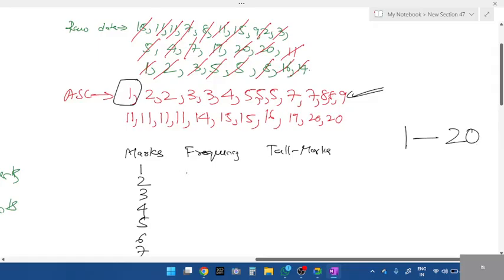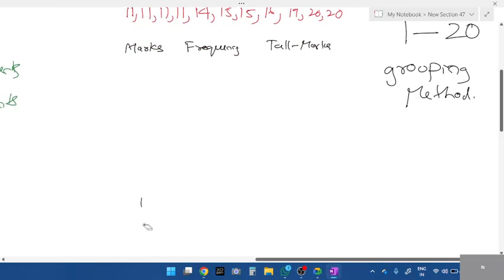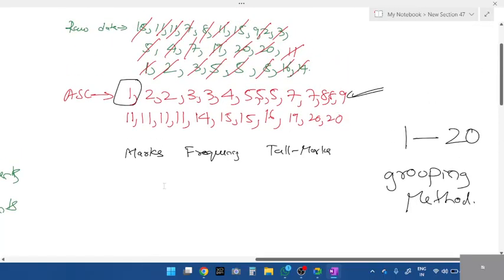Whenever we have many numbers like this, we use a term called grouping method. We group it. What does the grouping method say? In the grouping method, there are two types. First, let me erase all this, it is not required. When it comes to the grouping method, there are two types, continuous and discontinuous.